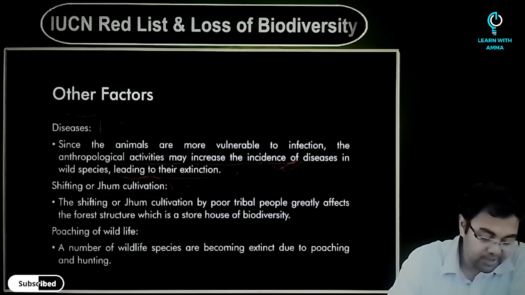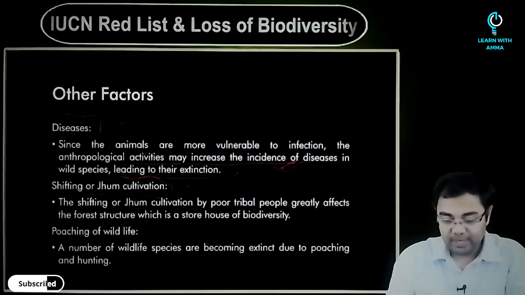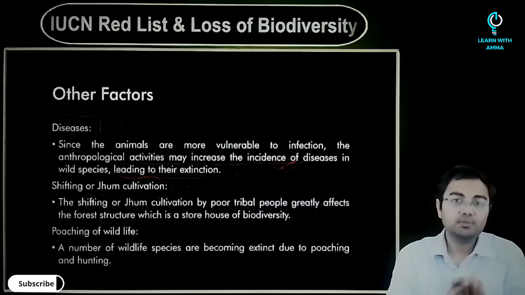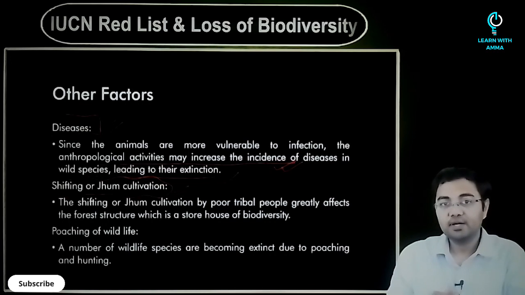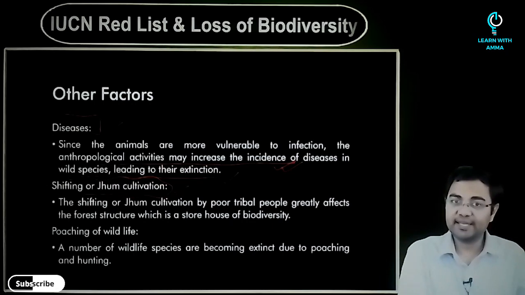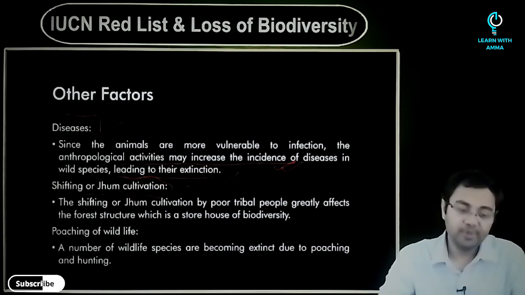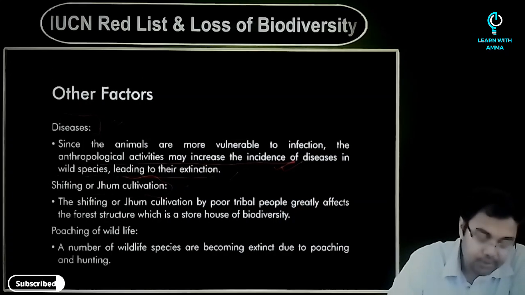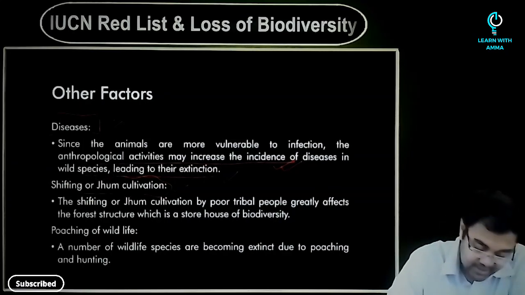Then after that, shifting or jhum cultivation. So with jhum cultivation, what happens is there is a partial destruction of habitat in a given area. The jhum agriculture will be done there, and once this area has been used properly, the tribals will move on to another area and the jhum agriculture will be done there. So this kind of shifting agriculture is also something that affects biodiversity.